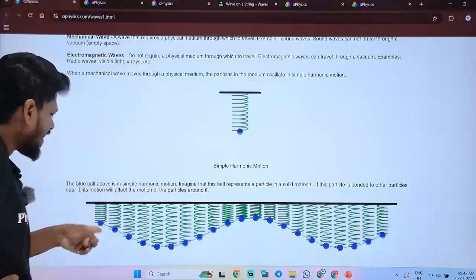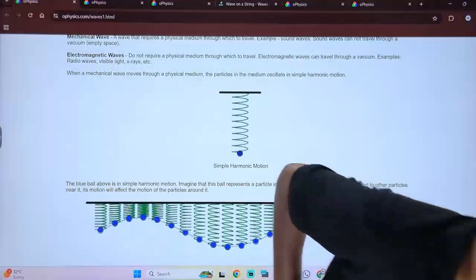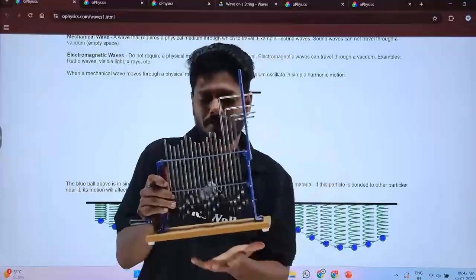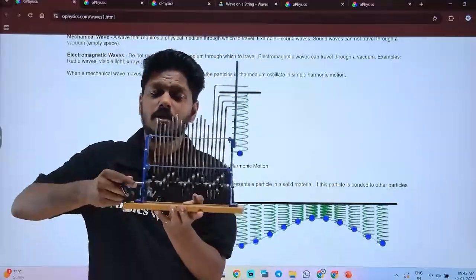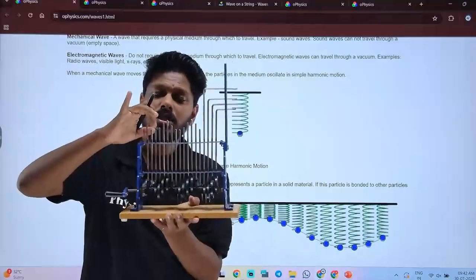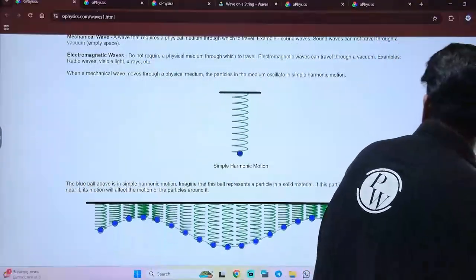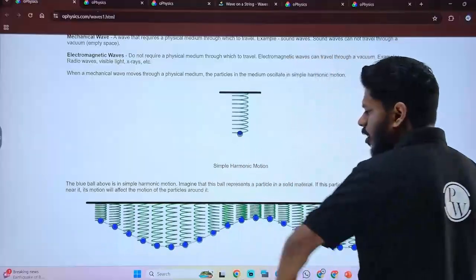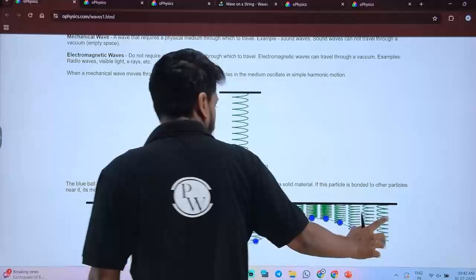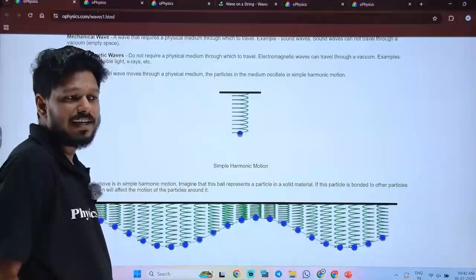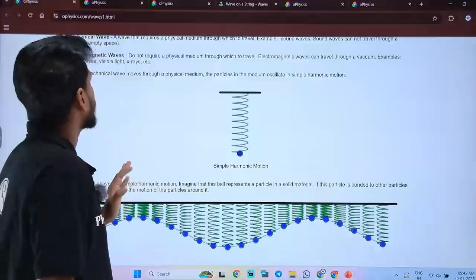Here, if you see each wave individually, I have already demonstrated these things to you. So this is a simple harmonic motion. But if you see everything combined, each spring is undergoing simple harmonic motion, but what can we see? We can see a beautiful wave pattern in it. Any difficulty? We can see a beautiful wave pattern in it.